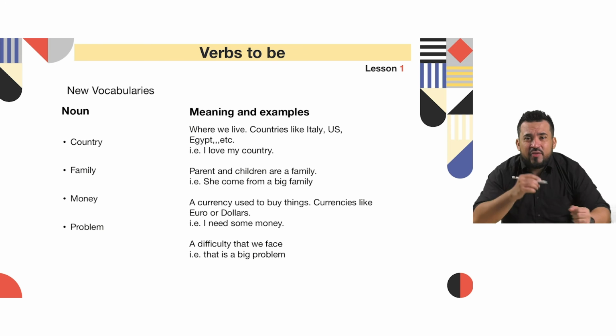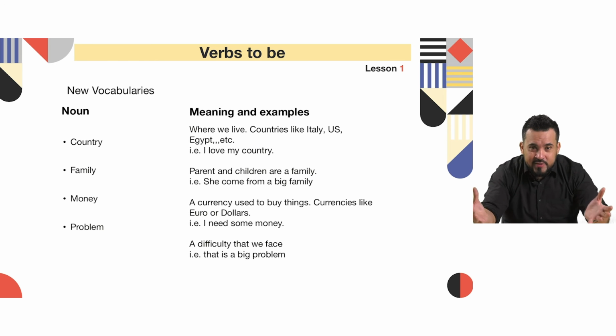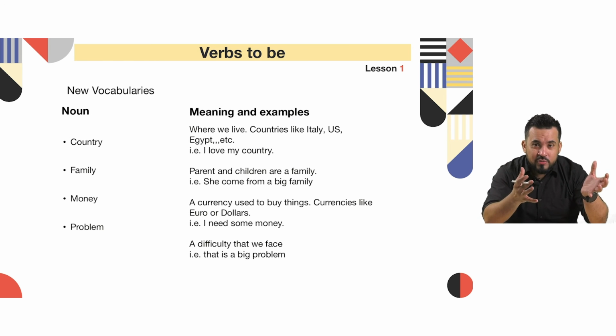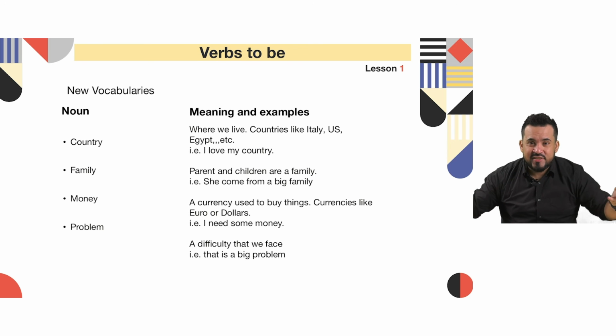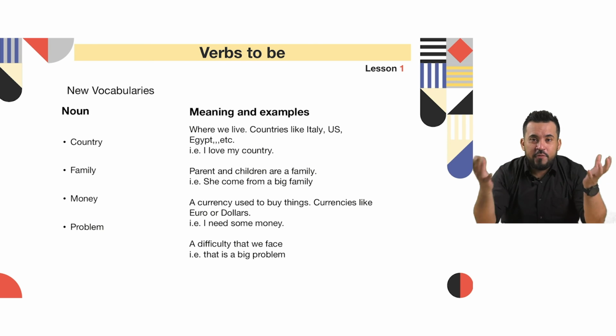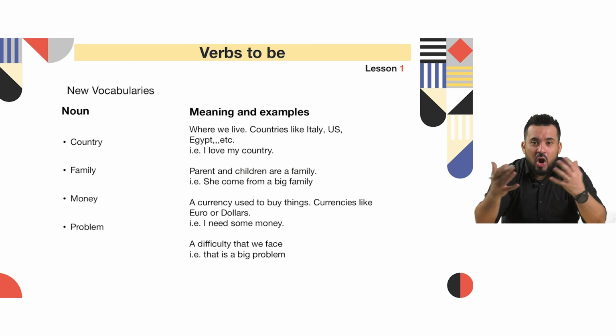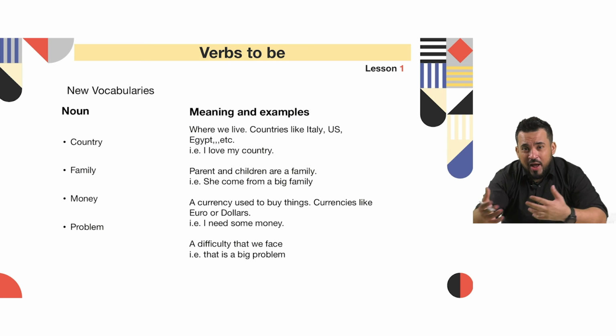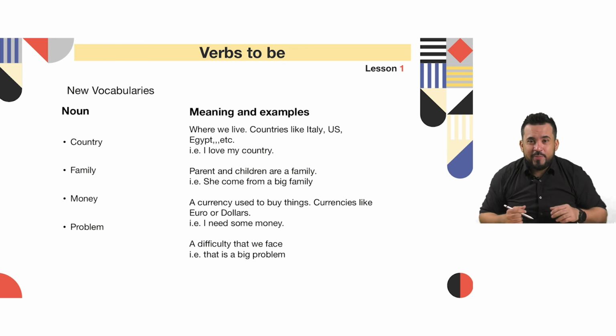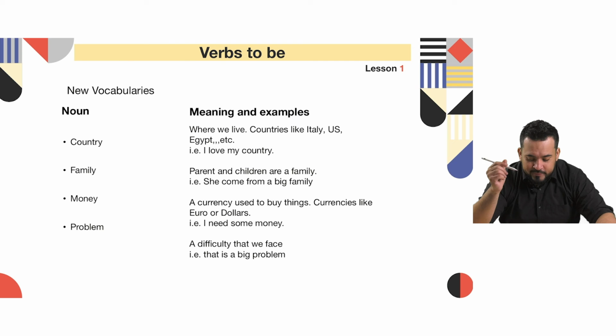All right, now what's the meaning of family? Family is those people that live in your house. Those are your family, okay? There are parents, children, brothers, sisters, a group of people that are related. They live in your house, they eat your food. They call them their family. She comes from a big family.